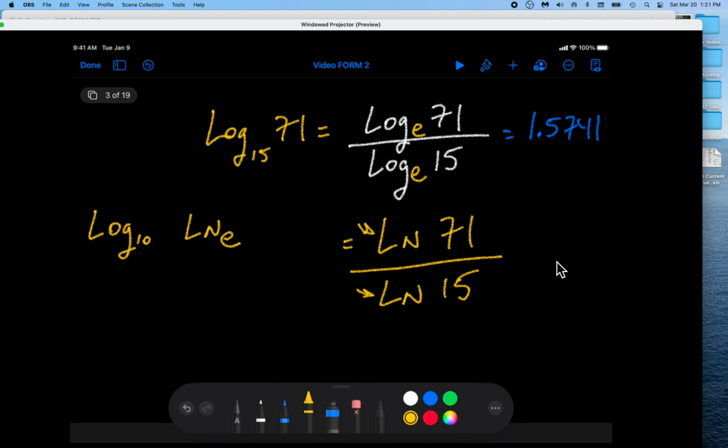Change of base formula. Calculator unfriendly, log of the argument goes in the numerator, log of the base goes in the denominator. You choose your base, whatever you want. If you're just evaluating, pick something calculator friendly, either base e or base 10, and use your calculator.